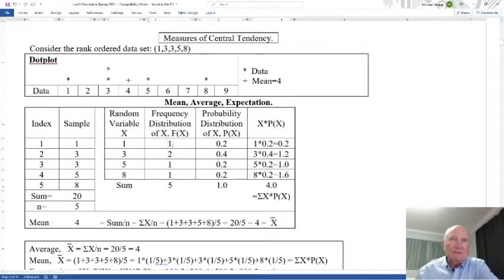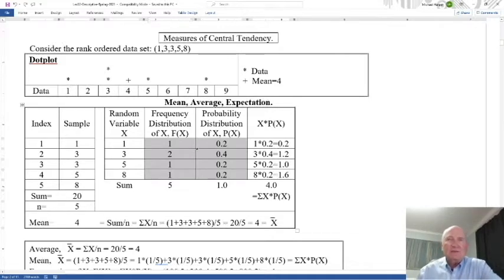So this represents the frequency distribution of the random variable x over this range. I sum the frequencies, and it's 5, which is the total number in the sample. But if I divide through by the sum, then I transform the frequencies into probabilities. So this is a frequency distribution, and this is a probability distribution. We've mentioned that before.